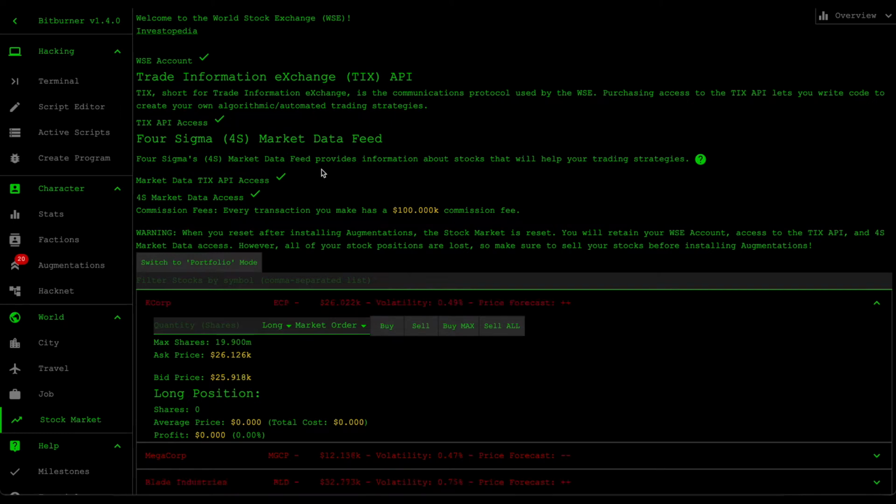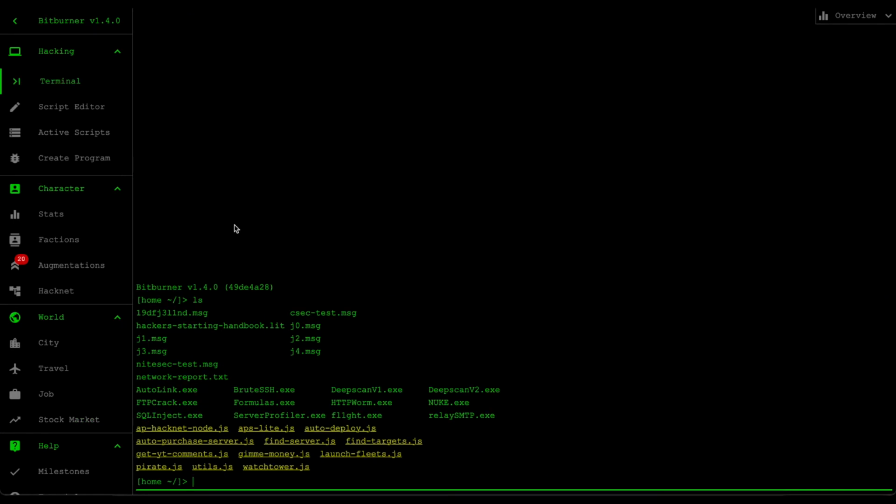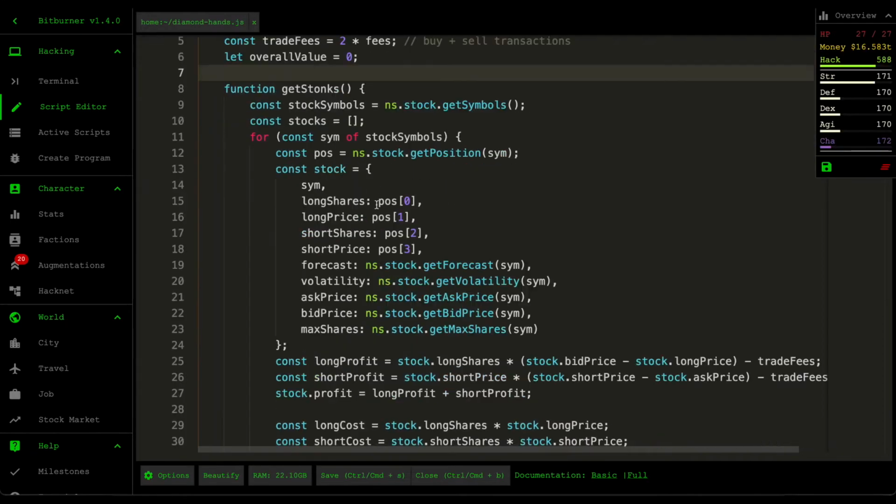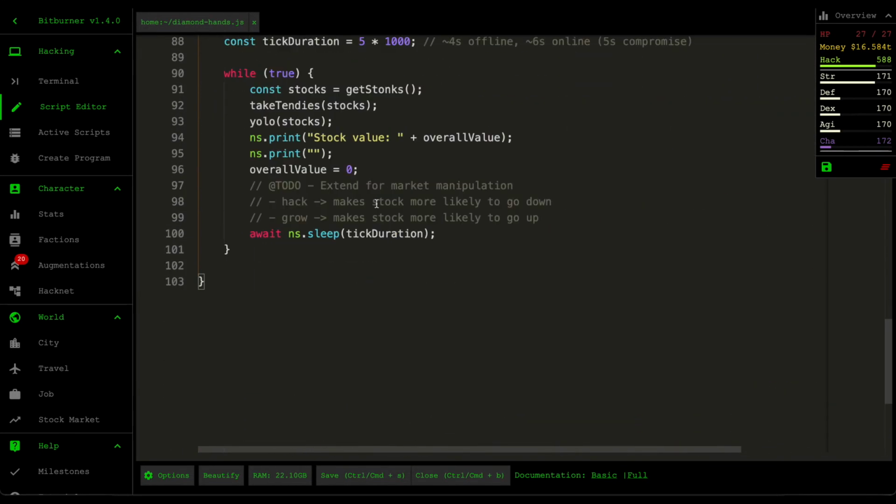Okay, so what I'm going to do is create a script called Diamond Hands, and what this one will do is just take the long position and then hold it for as long as possible, and maybe sometimes just sell based on the forecast. As usual, I'm just going to write this code and then get back to you guys as soon as I finish. Alright, so I managed to finish this diamond hands script.